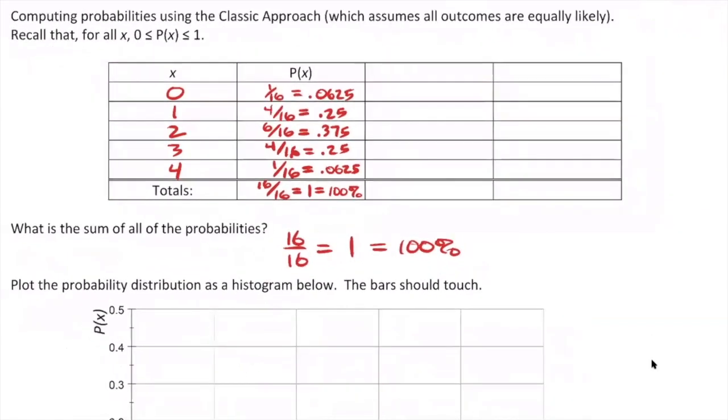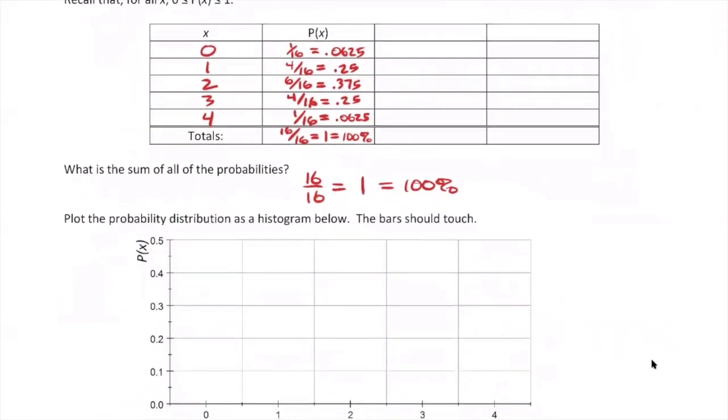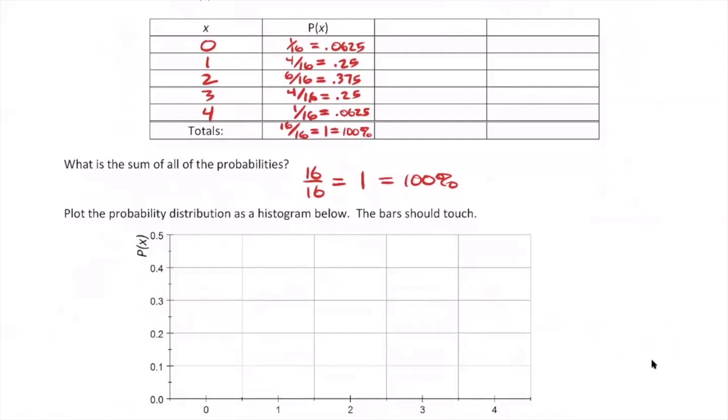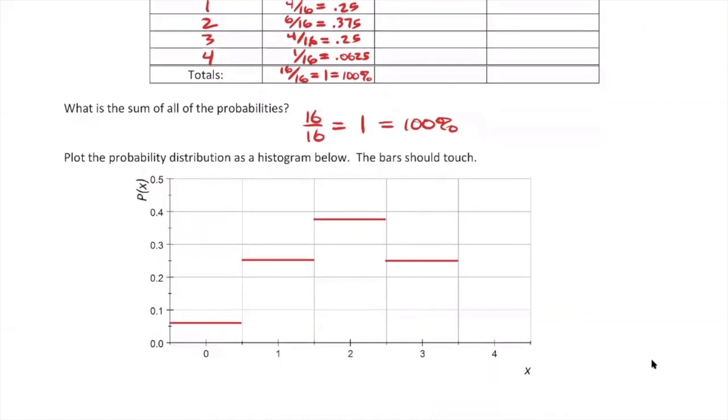Okay. And we want to go ahead and graph these now. So I'm just going to do the heights of the bars. This is just going to be a histogram. So the first one's 0.0625, about that high. The next one's 0.25 right here. Next one's 0.375, going to go right about there. Then going back down to 0.25. And back down to 0.0625, just a little more than halfway up on that first line, like that. And then this is a histogram.